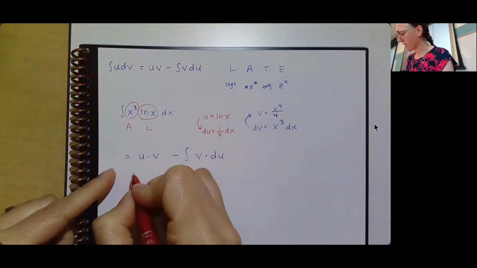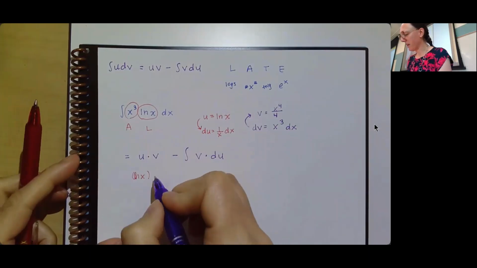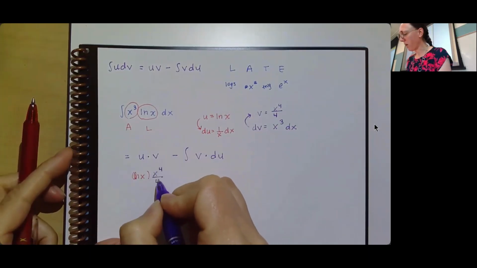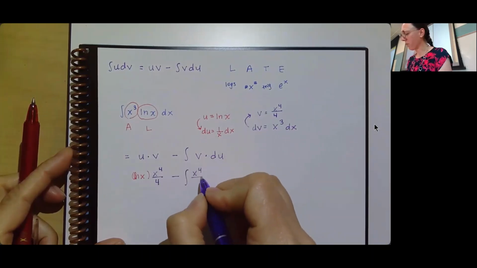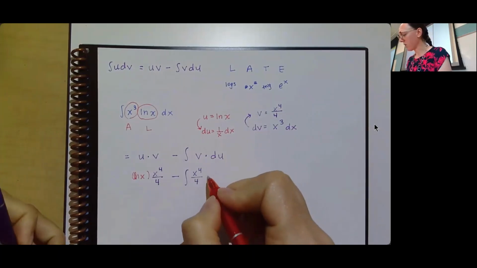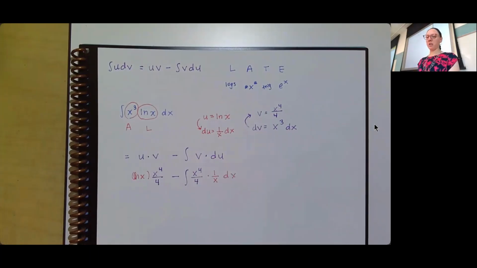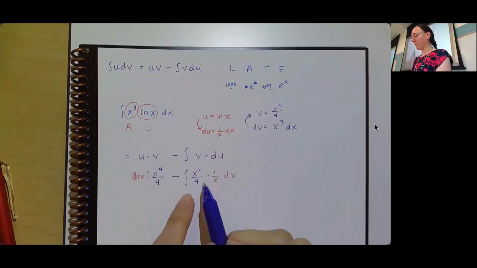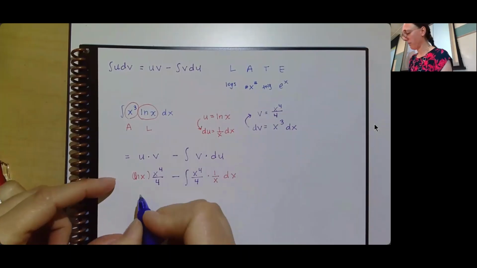Over here, I've got u, so that's going to be natural log of x, or ln of x, times v, x to the 4th over 4, minus the integral of v, which is x to the 4th over 4, times du, which is 1 over x dx. My recommendation whenever you're doing integration by parts is after you've plugged into the formula, pause, simplify, and then try to integrate. So I'm going to pause here, simplify whatever I can in that integration, and then move forward.